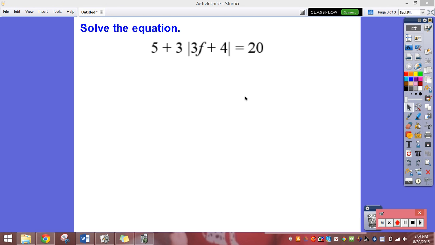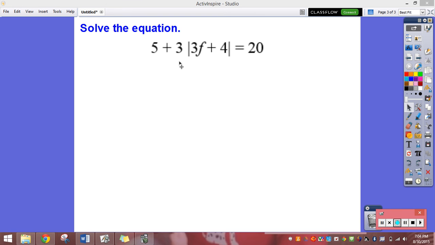The second thing we have to keep in mind is there are two solutions to absolute value, because absolute value is the distance from 0, and there are two numbers that are the same distance from 0. So, to start with, let's talk about how to move this 5 and 3. As with solving any equation, you always want to start with adding and subtracting first. So, I want to move everything I can by adding and subtracting.